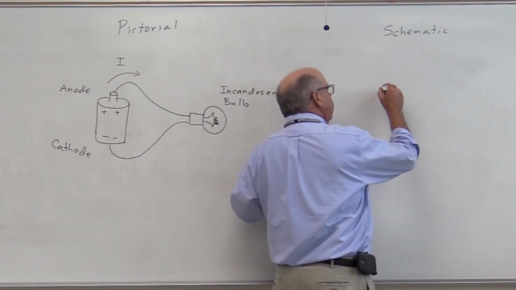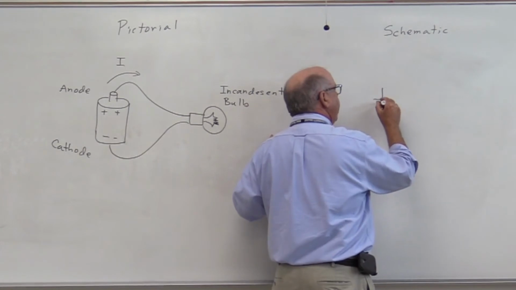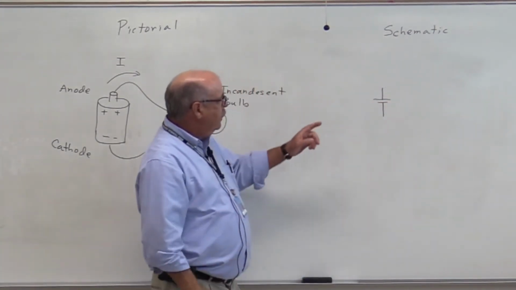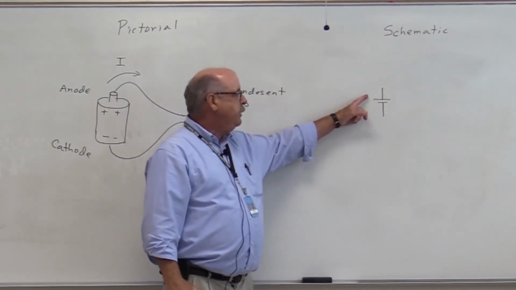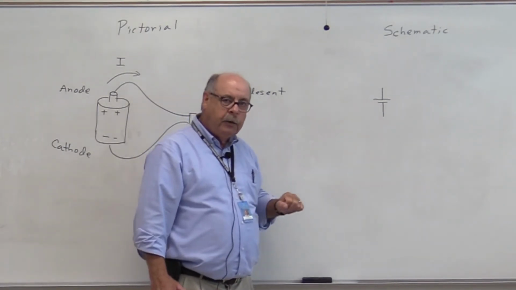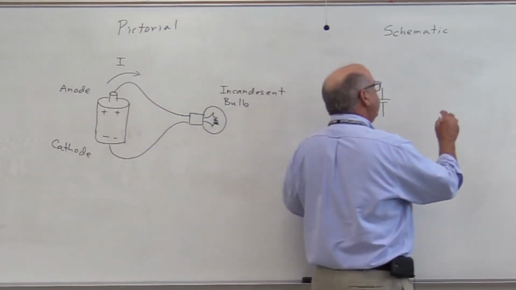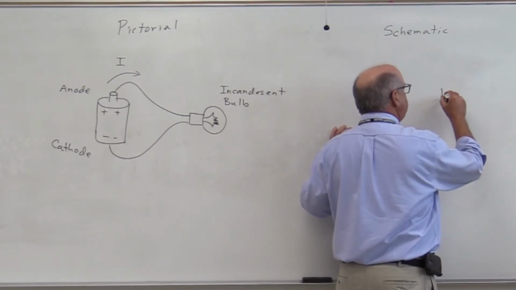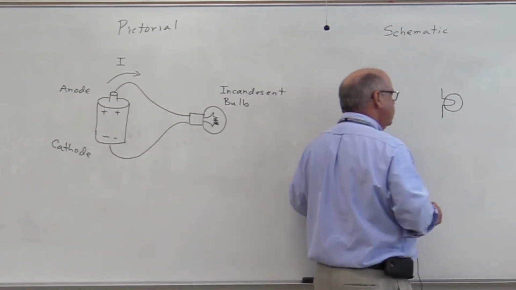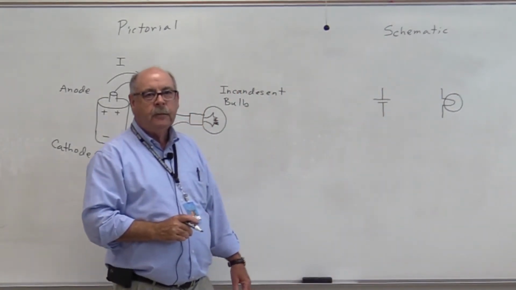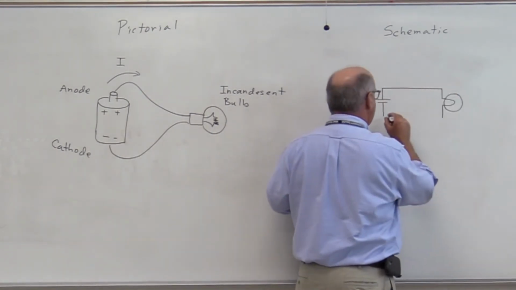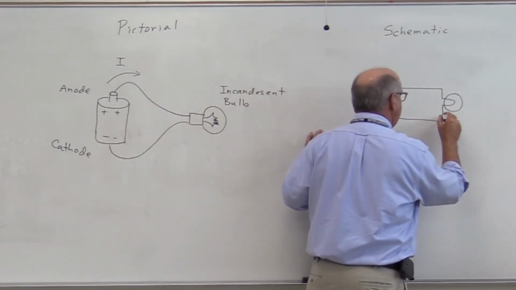So the schematic symbol for a single cell is as shown. One longer line represents the positive terminal, one shorter line represents the negative terminal. The incandescent bulb is represented with this schematic symbol. And of course, the connections between these points are simply lines connecting these points.